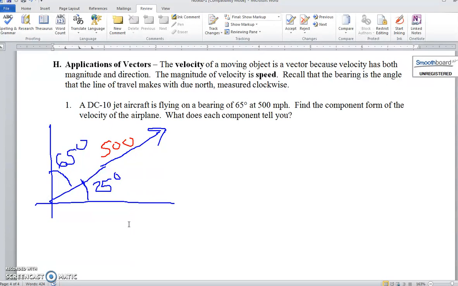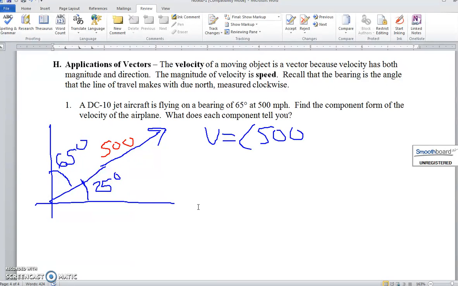So they say find the component form. That means find the values that would represent this coordinate right here, and then write it with those special brackets. So we've learned throughout this unit that if we want to call that vector v, what we're trying to find is simply the magnitude times cosine, and then the magnitude times sine. So we'd have 500 times cosine of 25, with a comma.